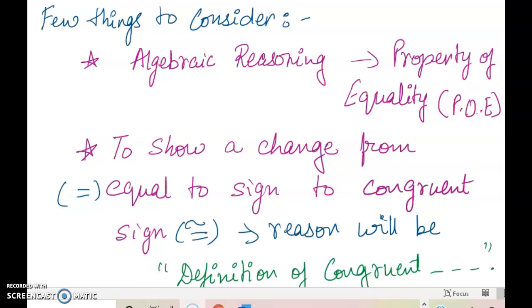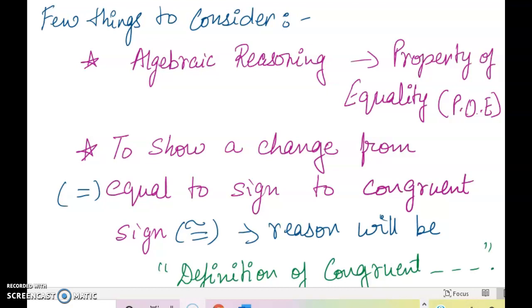Hi again. We need to consider a few things when we are writing the reasoning, justification, or proofs. For algebraic reasoning, we always take into account the property of equality. But when it comes to geometric proof, we take property of congruency. Though we always deal with the equal to sign and congruent sign at the same time for writing the proofs, property of equality, POE, and POC are two specific things, and POE is more used with algebraic reasoning.